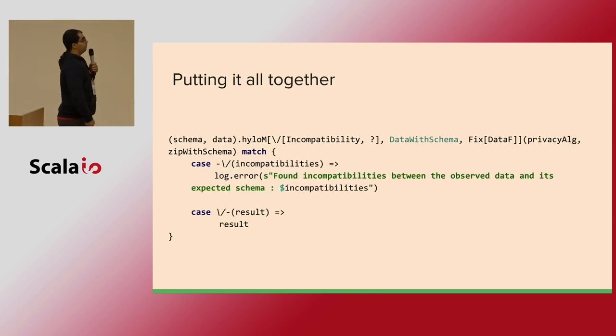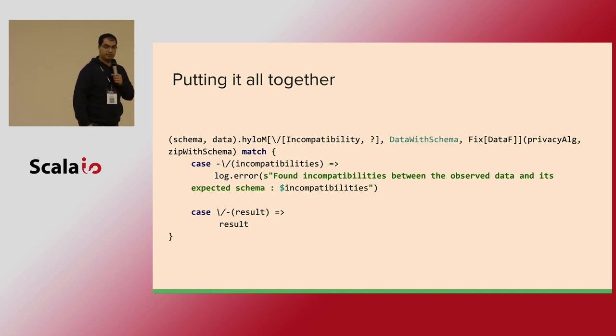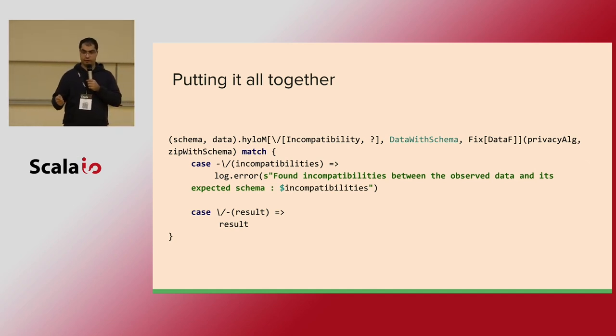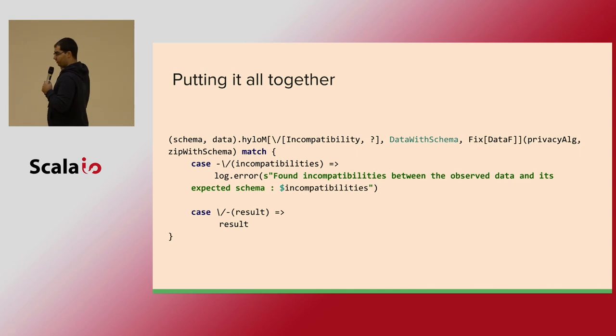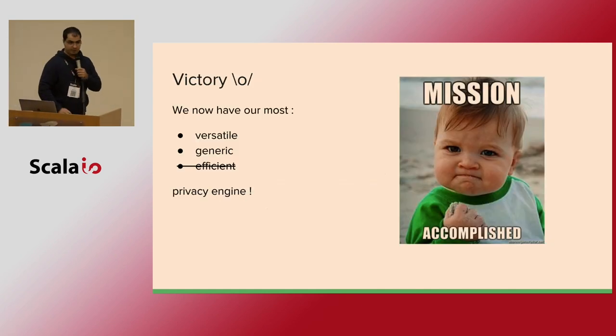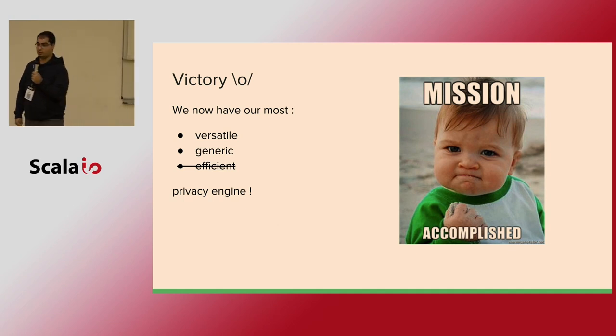Putting it all together, the starting point of my computation is both the schema and the data apart. I'm going to call the ILO M. It's going to apply the zip with schema coalgebra, and then the privacy algebra as a byproduct. In the end, all I have to do is match the output, whether I have incompatibilities or I'm going to have my result properly computed, properly privacy protected. So we have our most versatile, generic, but not quite so efficient privacy engine.